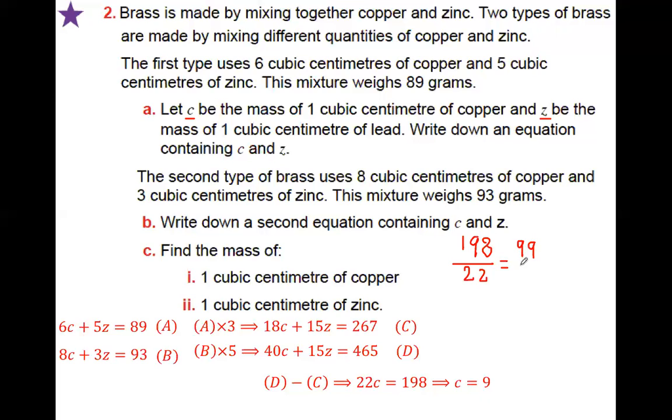And what's 22 divided by 2? 11. So what's 99 divided by 11? 9. There you go. So did you see me? Have I used a long division in that process? No, I've just divided by 2. And I've just divided by 2.